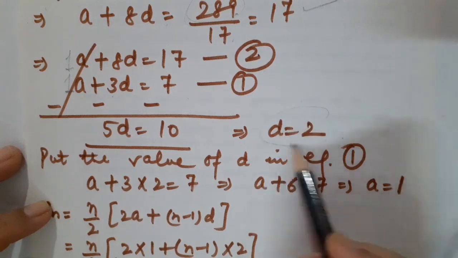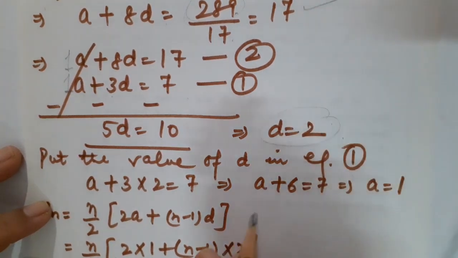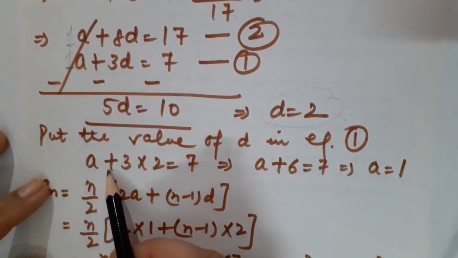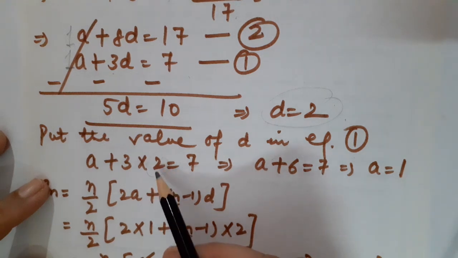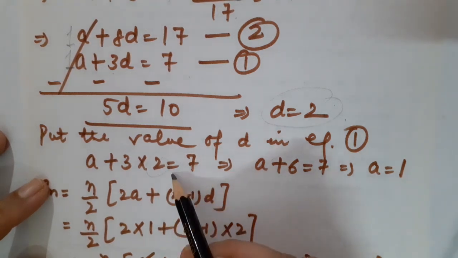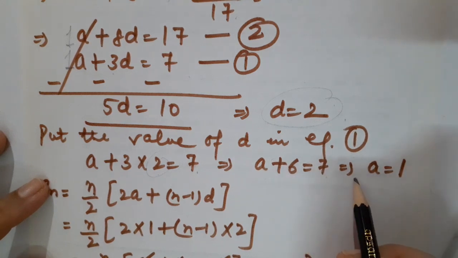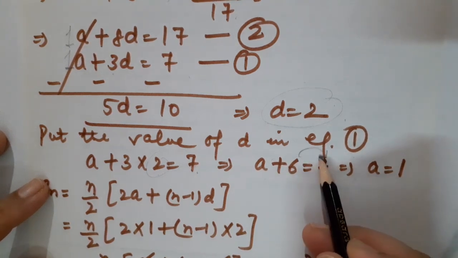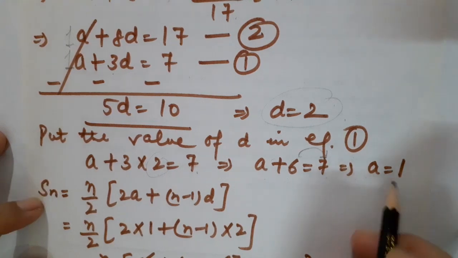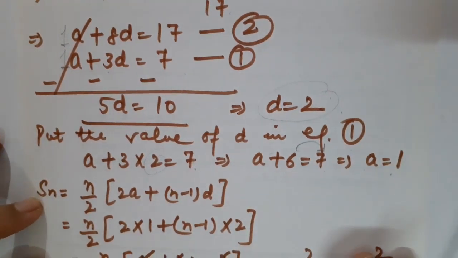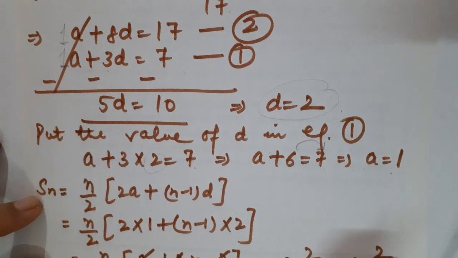Correct. Now put this value of d in equation number 1. So I will be getting a plus 3 into d, and in place of d I am writing 2, is equal to 7. So this will be a plus 6 is equal to 7. So it implies a is equal to 7 minus 6, that is 1. Correct, student? Now children, you have come to know the value of a as well as the value of d.